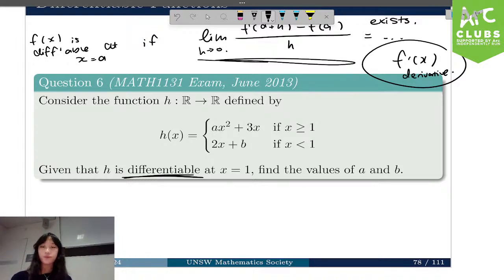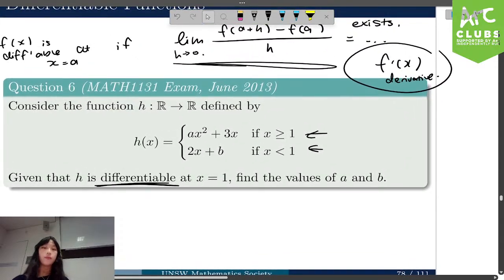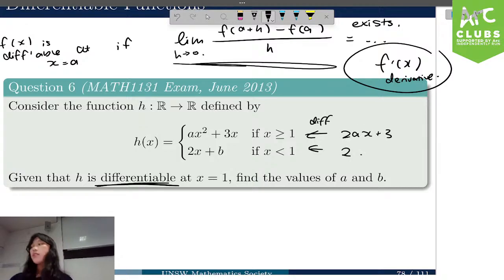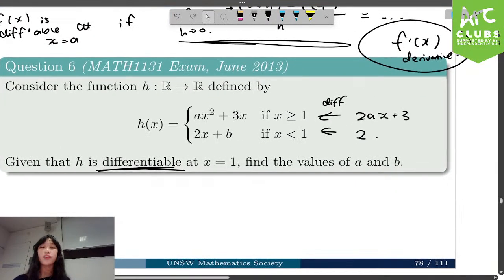And I guess the very first thing that I want to do is think about the derivatives of both of these parts. If you want to rigorously derive your derivative, you can go from first principles if you really want, but I'm sure you'll agree with me that when you differentiate both of these things, you'll get 2ax plus 3 and 2. Essentially, this is pretty much exactly the same as what you've seen in high school.